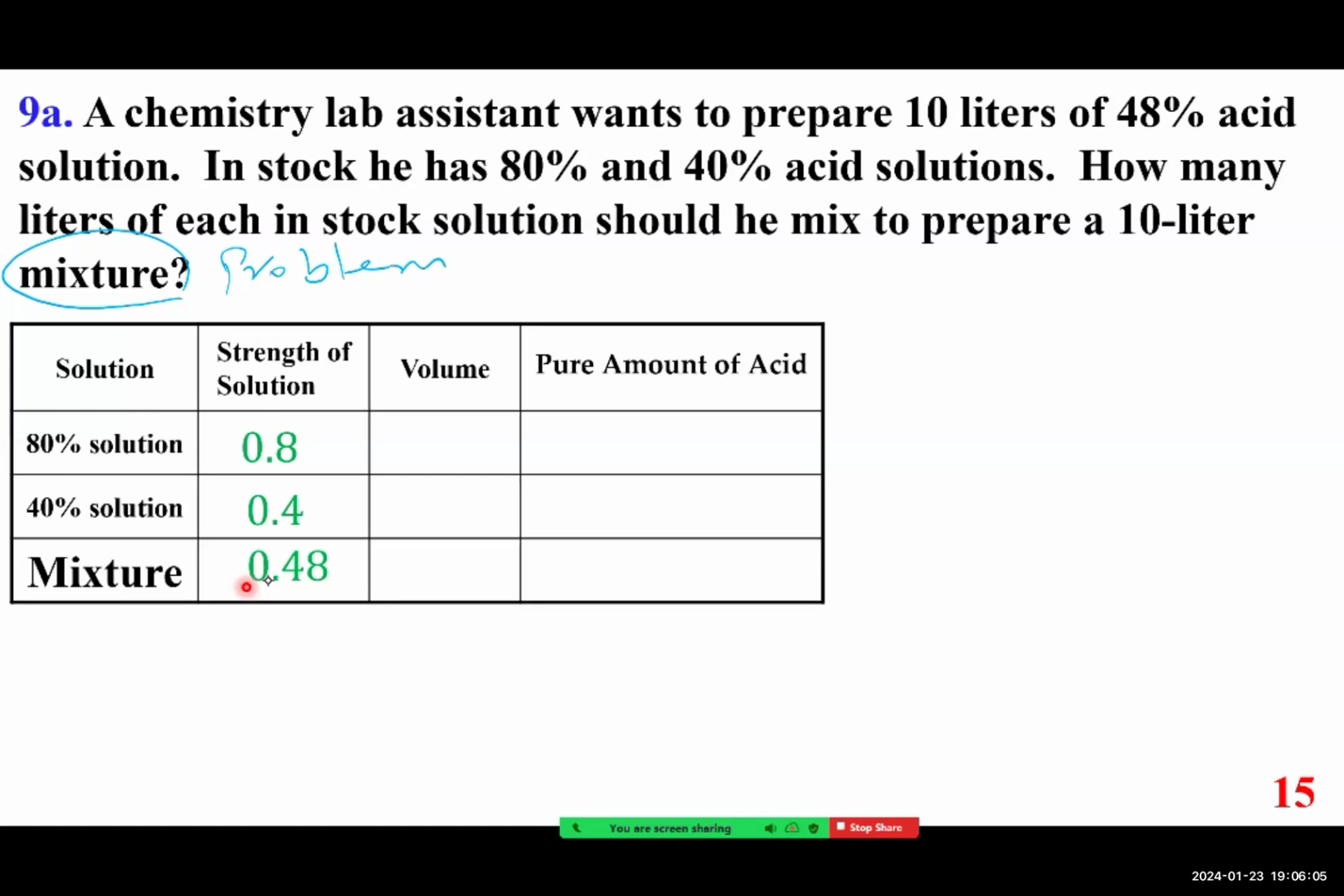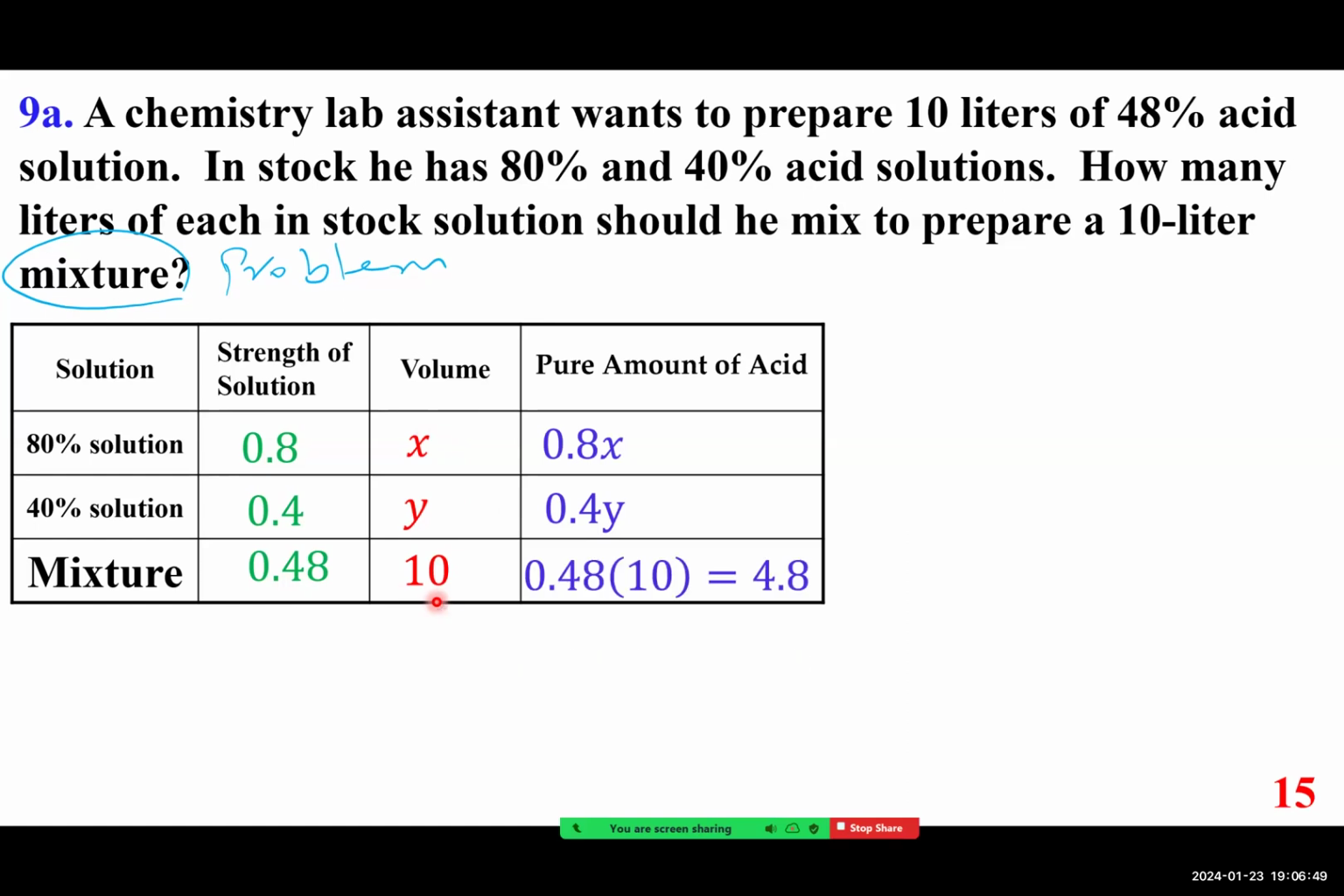Now, what is it that we need? We need 10 liters of 48%. So we need 10 here. And that would be the volume. Now, how much of each, if we're going to go with the system, I don't know. I'm going to go with some variables. X represents the 80% solution volume and Y represents the 40% solution. So if something is 80% solution, then the product of these two gives you the pure or the actual amount of acid in this case. So this would be 0.8x. This would be the pure amount 0.4y, and this would be 0.48 times 10 or 4.8.